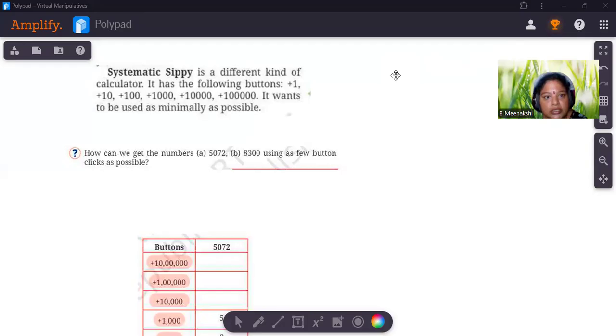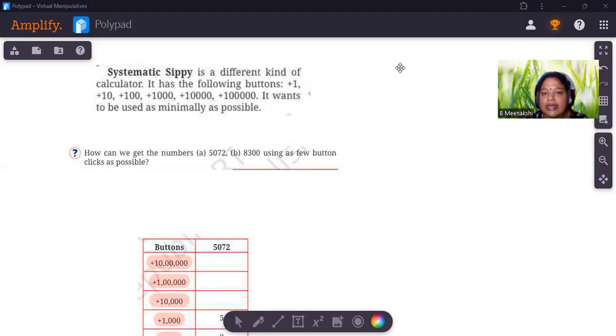Hello, dear students. In the last video, we have seen the creative chitty calculator, which explained the various methods or ways of representing how we can obtain a number using different button clicks. I mean, the same number can be obtained using different button clicks. Now, in today's video, we will see the systematic chitty calculator.